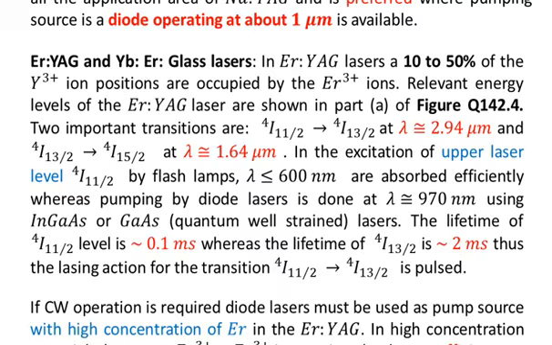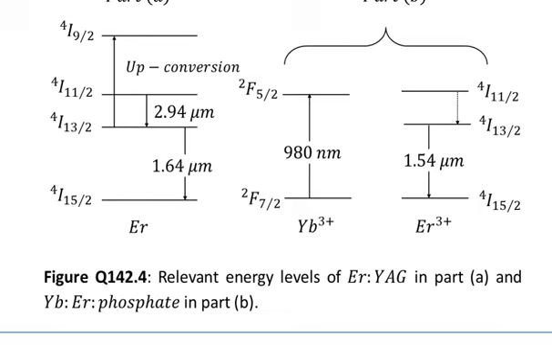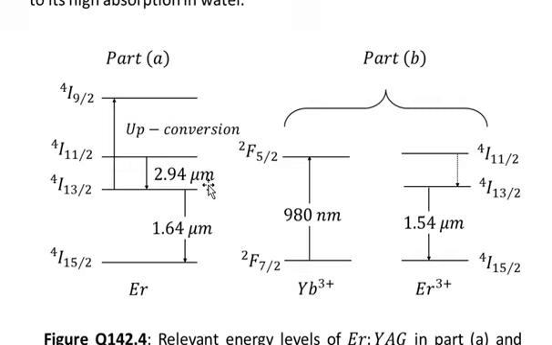Let me show you again these two transitions that I am talking about. 4I11/2 to 4I13/2 at 2.94 micron, and the second laser transition is from 4I13/2 to 4I15/2, which is at 1.64 micron.